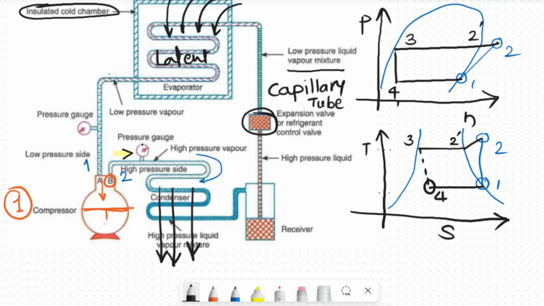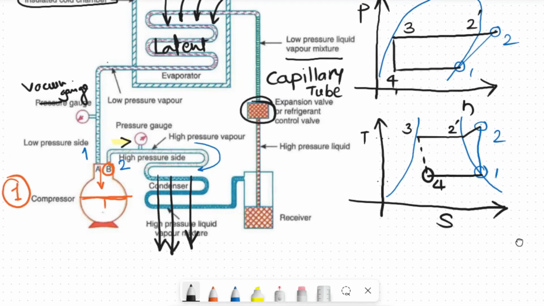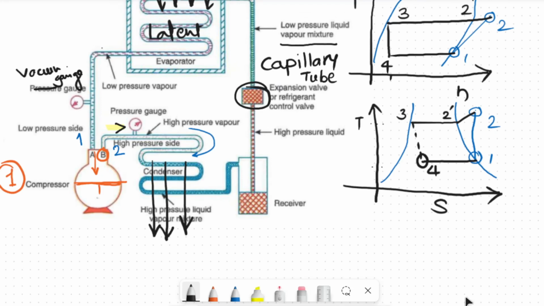Okay, as I told you, there is a high pressure gauge on the high pressure side, and there is a vacuum gauge on the low pressure side also. And the function of the pressure gauge is to take note of the pressure. Okay. Now, as we have seen this diagram, let us talk about the coefficient of performance. So I'll slide a little bit so that you can see the things.